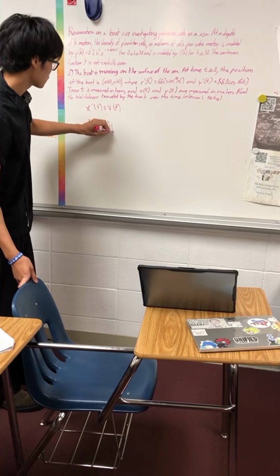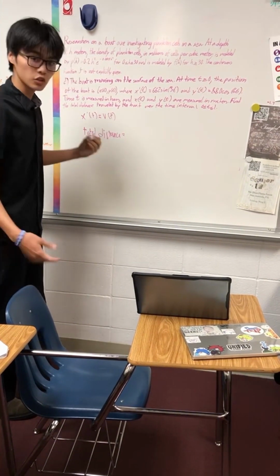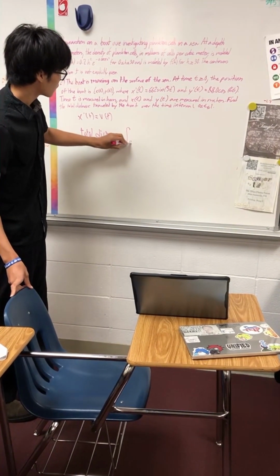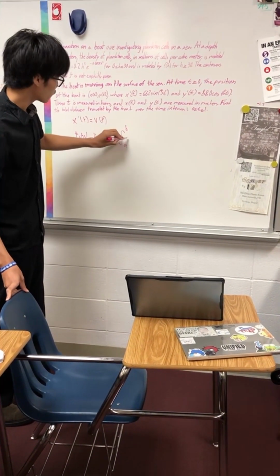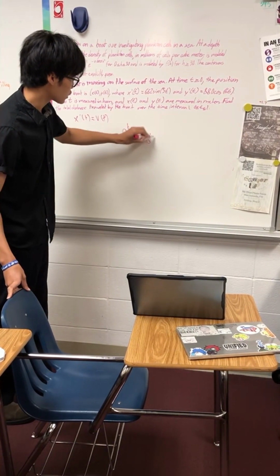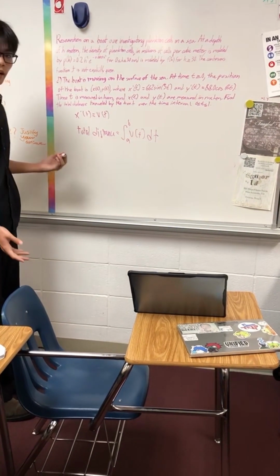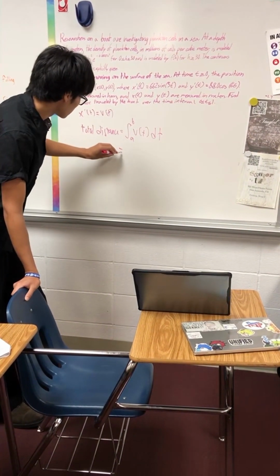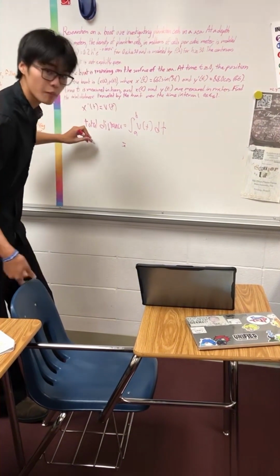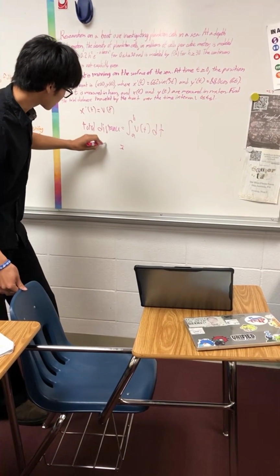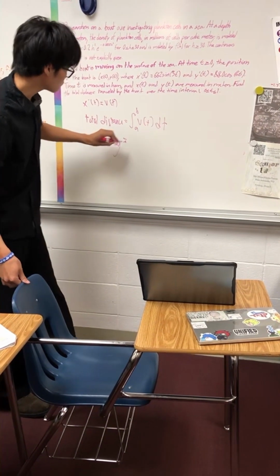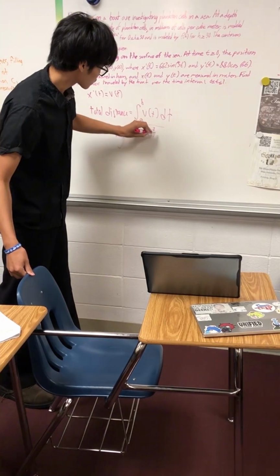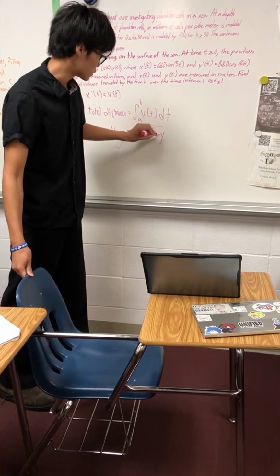The total distance is usually a definite integral with bounds a to b of the velocity in terms of time. We're given two values for velocity, so we have to find the magnitude of both vectors, which in the context of the situation is the square root of x prime of t squared plus y prime of t squared.